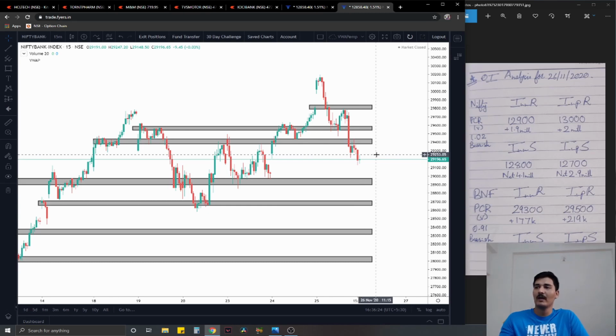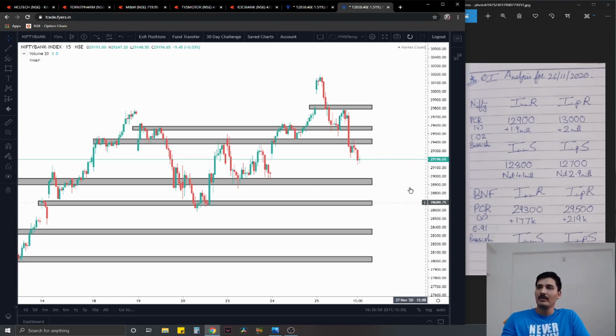Coming to the option chain, we have resistance at 29,300 with 177,000 added contracts. Significant at 29,500 with 220,000 added contracts. On the support side, you have immediate at 29,000 with total standing 990,000 contracts, and significant at 28,500 with 705,000 standing contracts. So even on Bank Nifty, there has been a lot of put unwinding, you might say, in the technical term. So the supports have been weakened by quite a hefty amount.